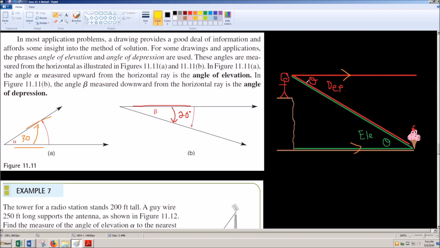So when I create a transversal line that runs through like this, these are alternate interior angles. So my alternate interior angles here are congruent. So that's why these two things look so similar.